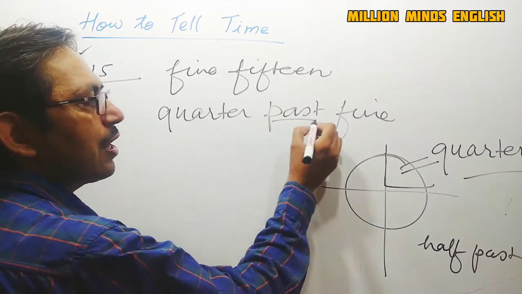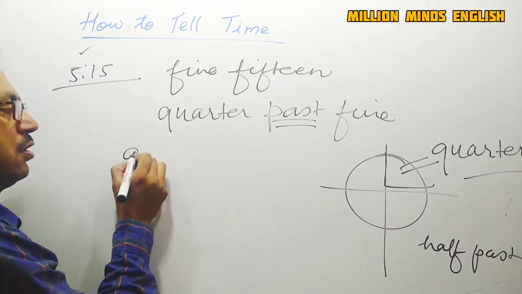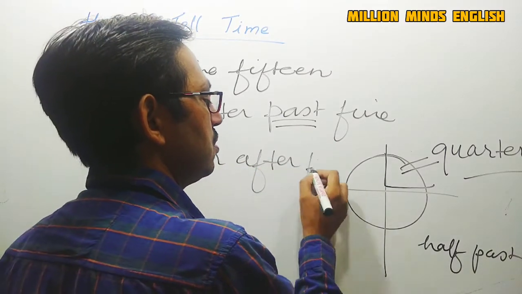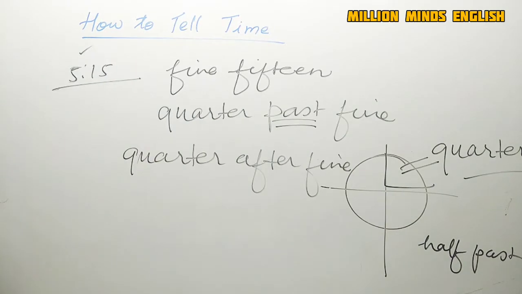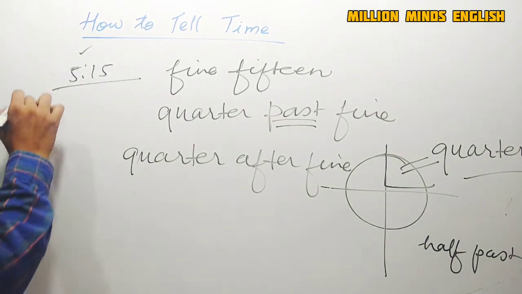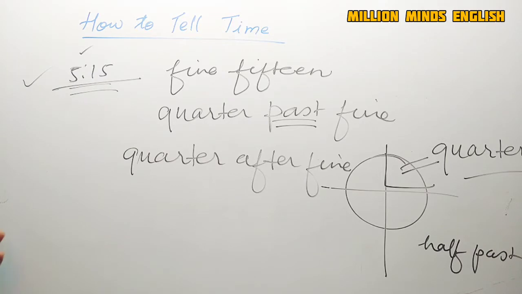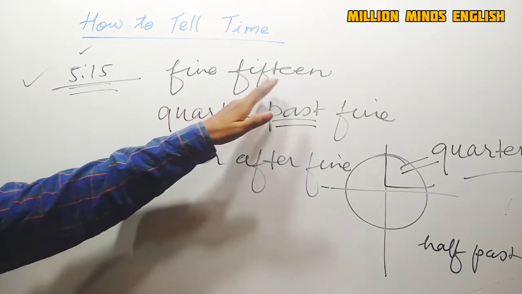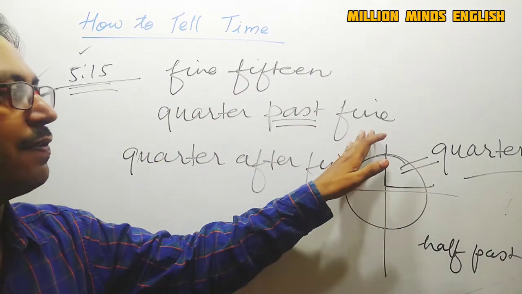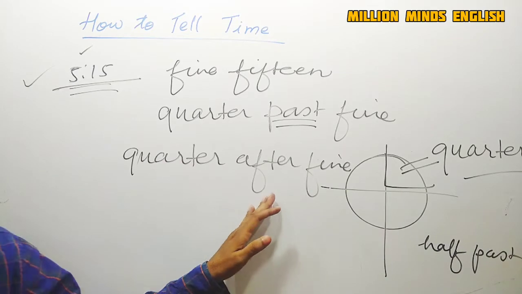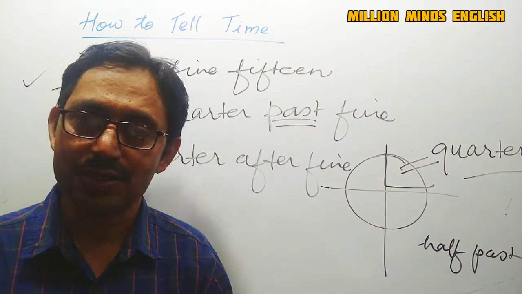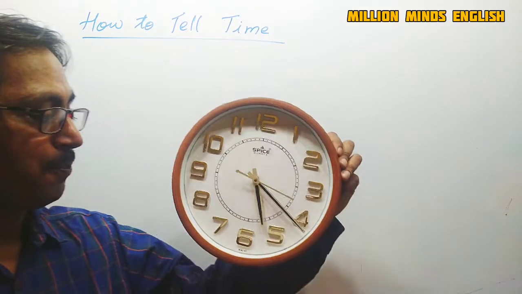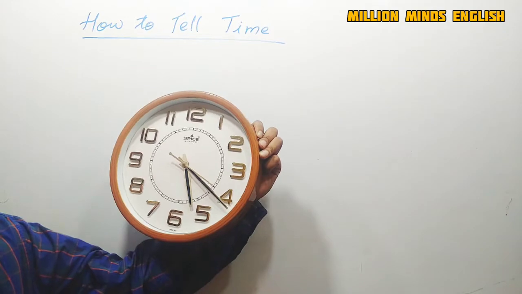You can also say after in place of past. Means quarter after 5. Now if you have 5:15 in your watch or clock, then you will tell it's 5:15, it's quarter past 5, or it's quarter after 5. That's clear. Friends, what's the time now? You can say it's 5:20.